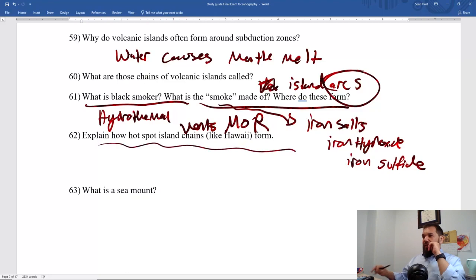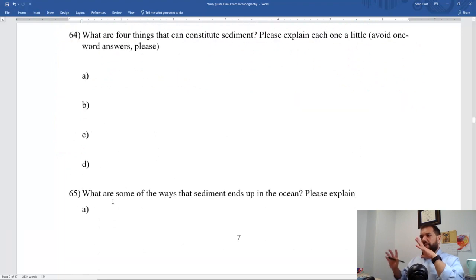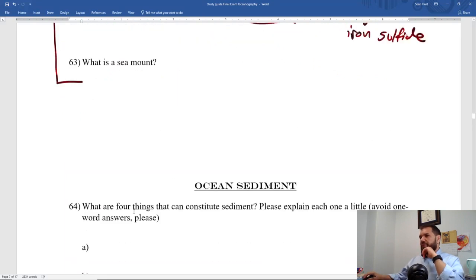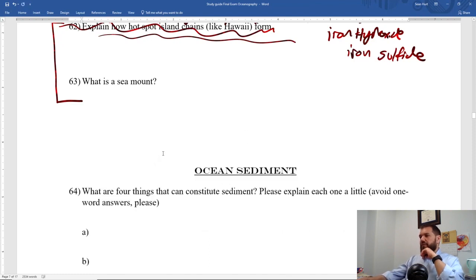Now, how do hotspot chains like Hawaii work? You probably shouldn't worry about this one too much. You can kind of scratch that one out. For these two, you can forget about these seamounts and hotspot chains. It's okay. I didn't put those on the test. Okay. Anyway, moving along.